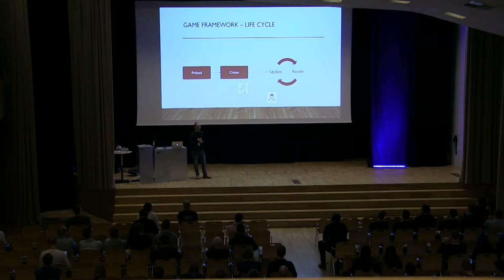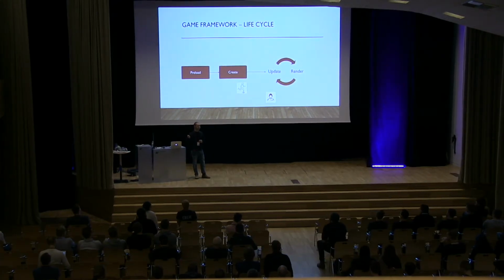So if the user pressed left, move this object to the left. And then the render function will render the change. And this happens over and over again. Does this sound familiar to you, update render? Do you have a name for that? What is the meaning of update and render cycle?